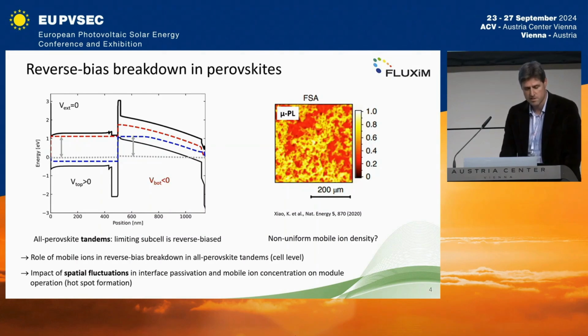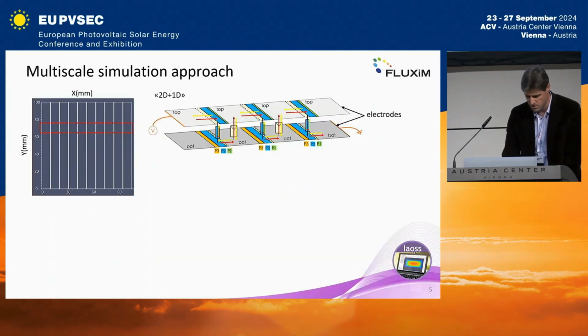So in this presentation, I want to look into the role of mobile ions in reverse bias breakdown in these devices on cell level, and then propagate this to study the impact of spatial fluctuations, both in interface passivation and mobile ion concentration, on the operation of all-perovskite tandem modules, so both in the forward bias conditions, but also in the reverse bias regime, to see whether we can have this hotspot formation due to these non-uniformities.